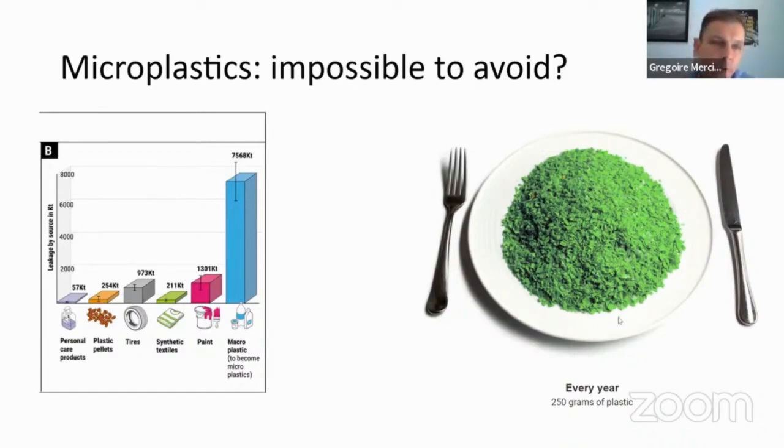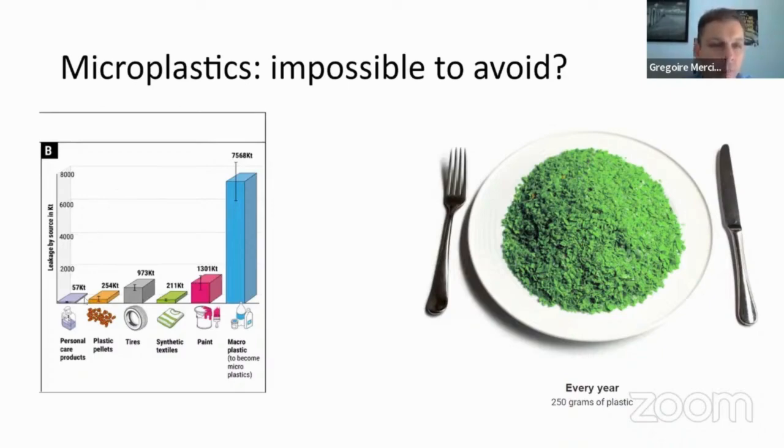And so the first very interesting fact is that on average, you and I are ingesting each year more or less a plate full of microplastics. That's around 250 grams on average every year that we are ingesting. Okay, what are the sources? That's why they are usually considered totally unavoidable, impossible to avoid, because they are found everywhere, and of course they are very small, and you cannot even notice that you are ingesting those microplastics.